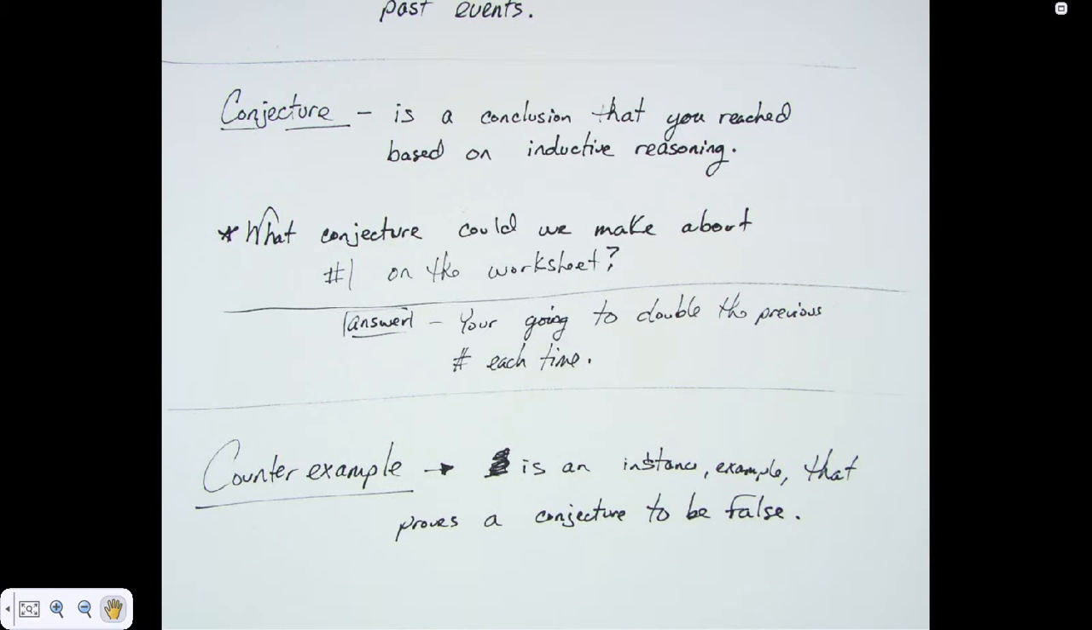If I said all dogs have long hair, can anybody give me a counterexample? Chihuahua. A Chihuahua is an example of a dog that does not have long hair, correct? And it's a specific example, not all the dogs that don't have long hair. All you need is one to prove it wrong, right?